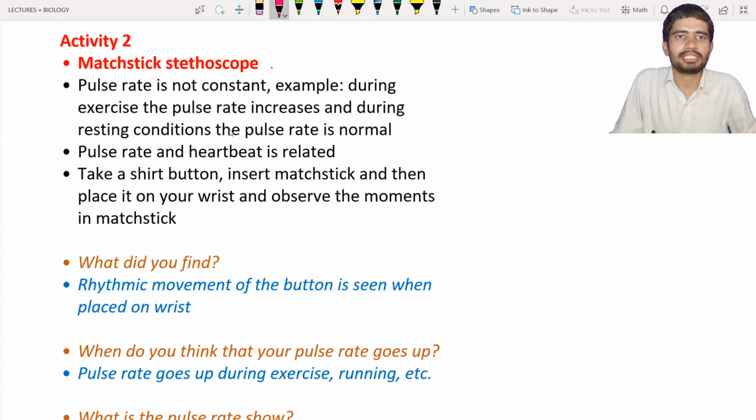This is the matchstick stethoscope. It means with the help of a simple matchstick and small rubber cap, we can make our own stethoscope. Okay, so the pulse rate is not constant. Why is the pulse rate not constant?